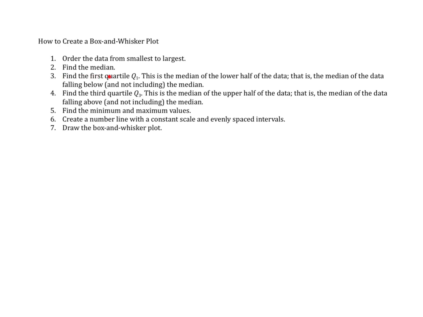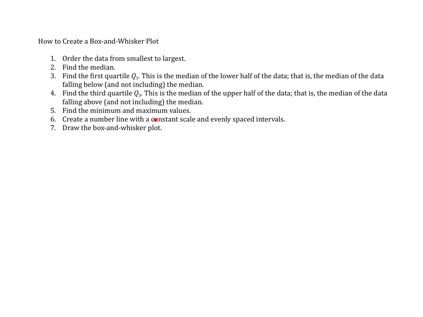Next, you're going to find the first quartile. This is the median of the lower half of the data, or the median of the data falling below and not including the median. Then you're going to find the third quartile, which is the median of the upper half of the data, the median of the data falling above and not including the median. And then next, you'll find the minimum and maximum values, the lowest number and the highest number.